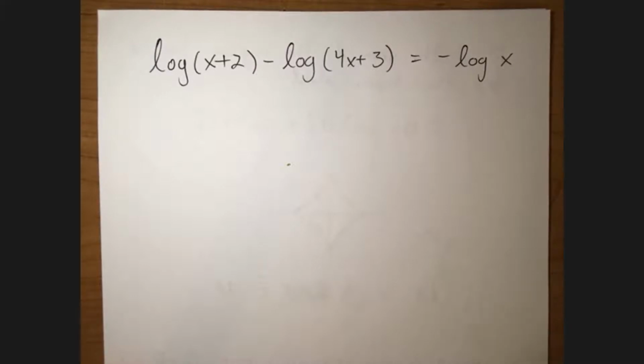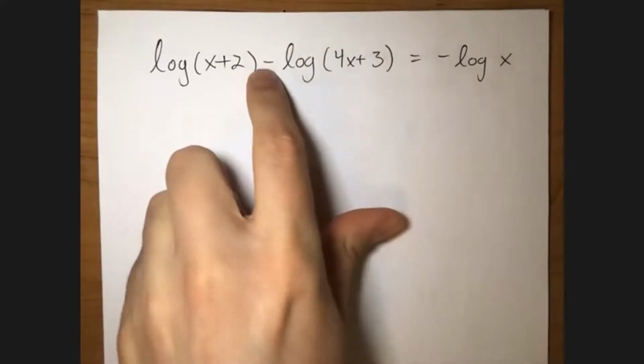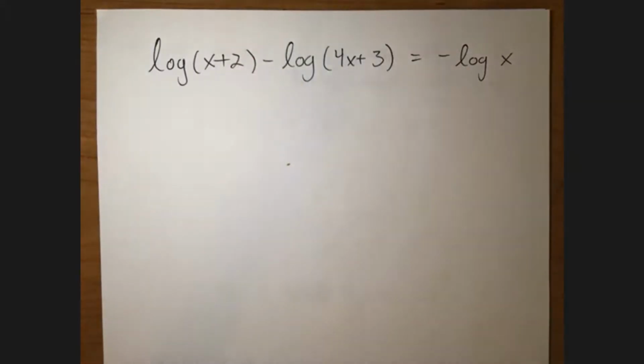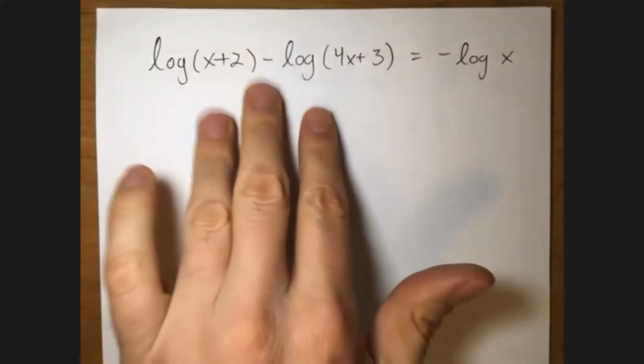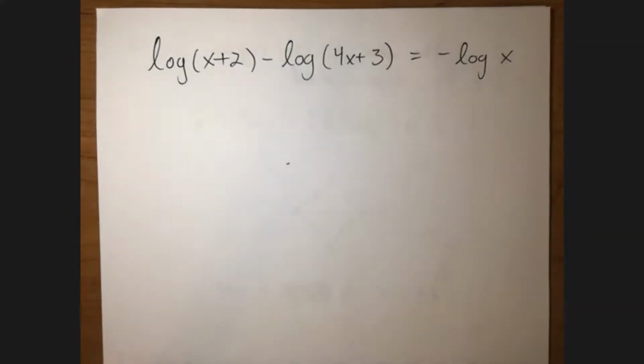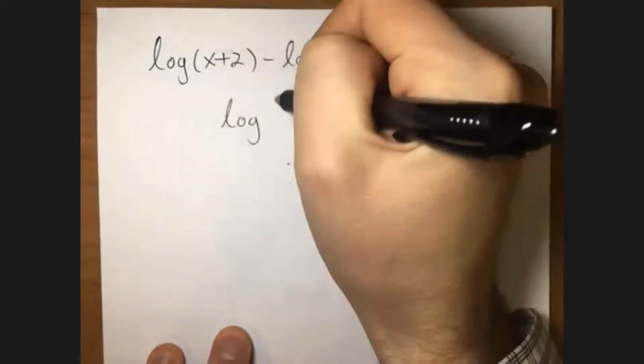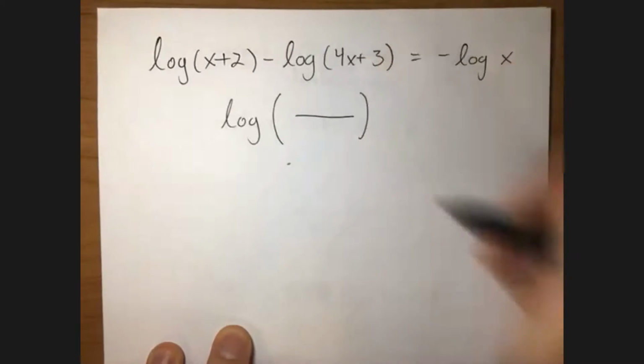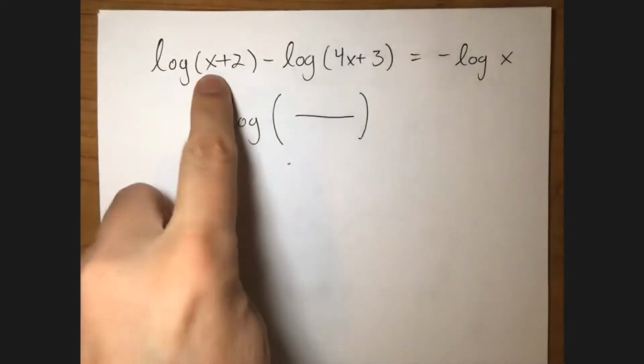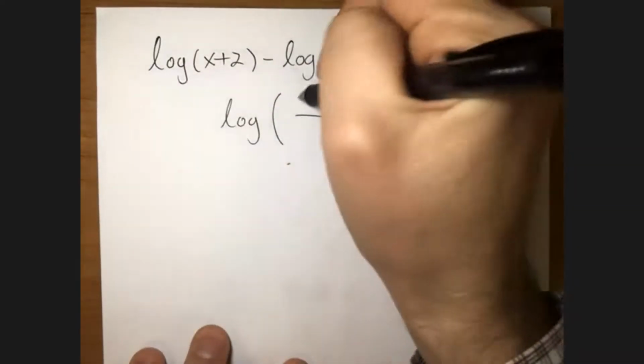Okay, well, we're going to use properties of logarithms here. What property will I be using? Well, which property gave me a difference? See, I have a difference, subtraction. Well, that was the quotient property. So I should be able to write this as the log of a quotient. So that's what I'm going to do. I'm going to write this as log of something divided by something else. It's going to be x plus 2 divided by 4x plus 3.